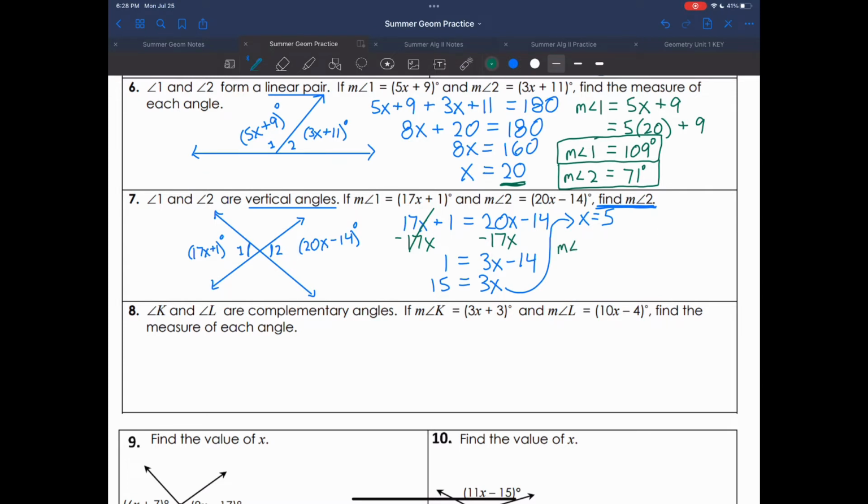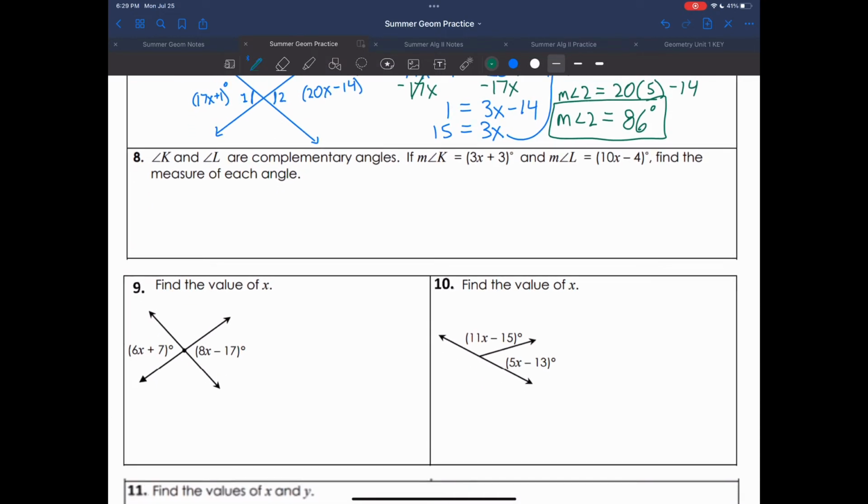The measure of angle 2 equals, we might as well do the angle 2 one, 20 times 5 minus 14. I already substituted the x in there. Instead of writing x, I wrote 5. Okay, so we do 20 times 5, which we know gives us 100. And then if we subtract 14 from that, we get the measure of angle 2 equals 86 degrees. Final answer.